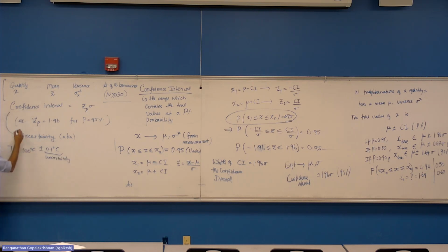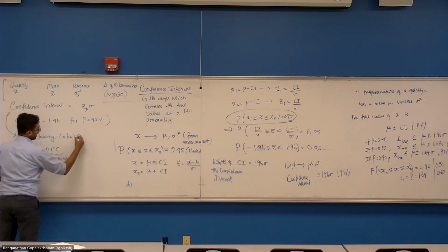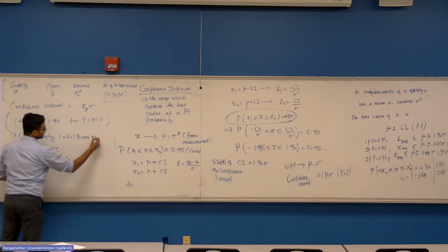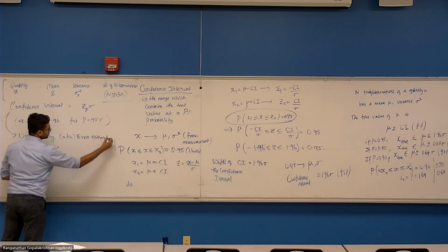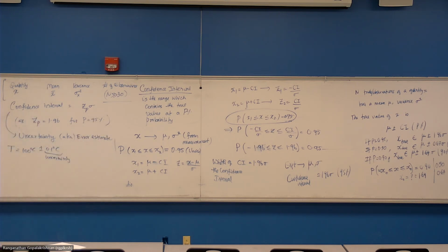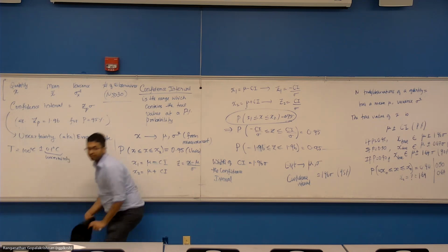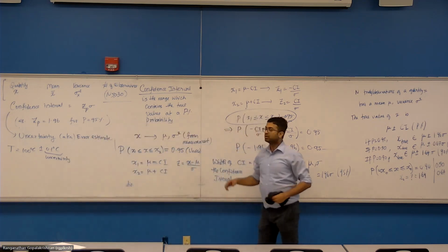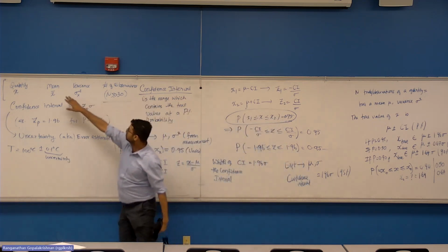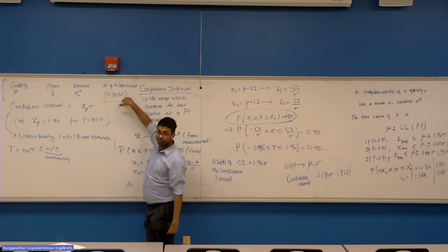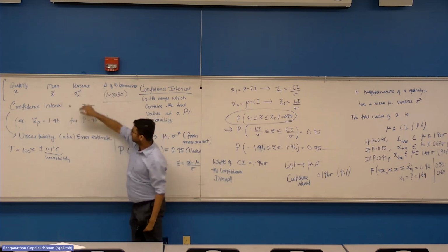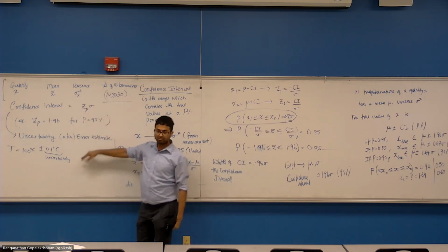Another name used is error estimate. Okay. You with me so far? You make a measurement, some number of observations, mean, variance, confidence interval.